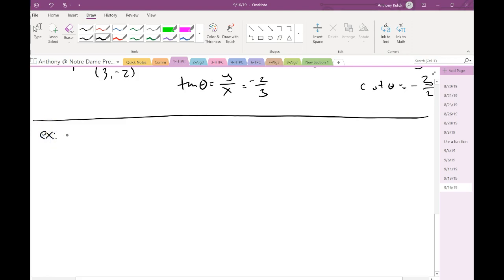So let's start by finding cosine of 150. So this is 2, 4 continued. Okay, 2, 4 continued.